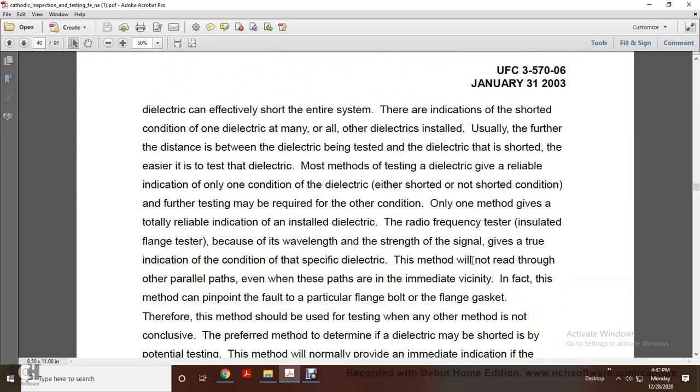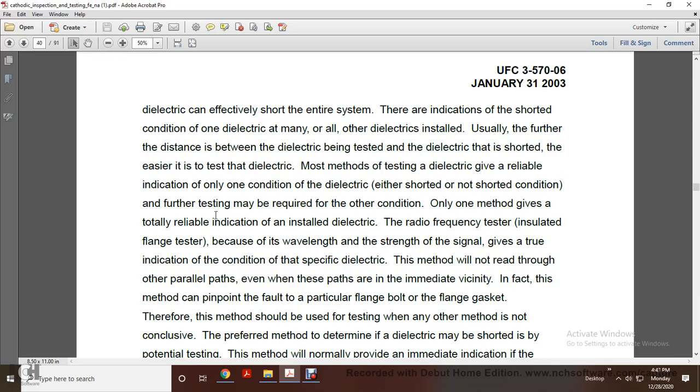The indication of a shorted condition of a dielectric is the same for any of the other dielectrics installed. The further the distance between the dielectric being tested and the dielectric that is shorted, the easier the test is for the dielectric. Most methods of testing dielectrics give a reliable indication of one condition of the dielectric, either shorted or non-shorted. Further testing may be required for other conditions. Only one method gives a totally reliable indication of the installed dielectric.